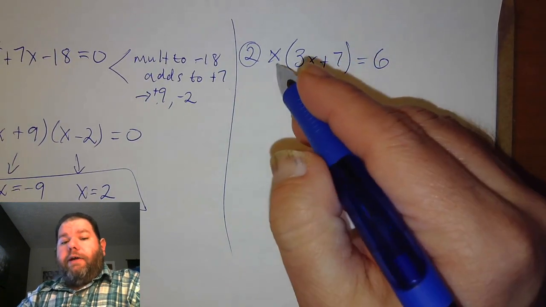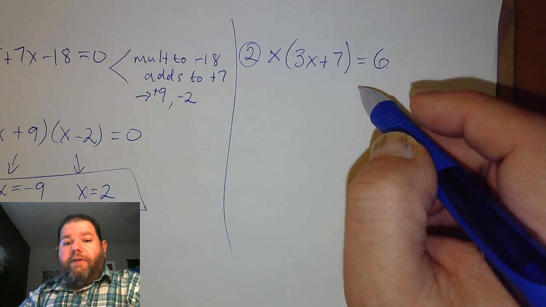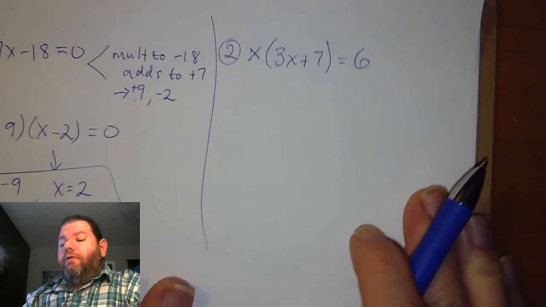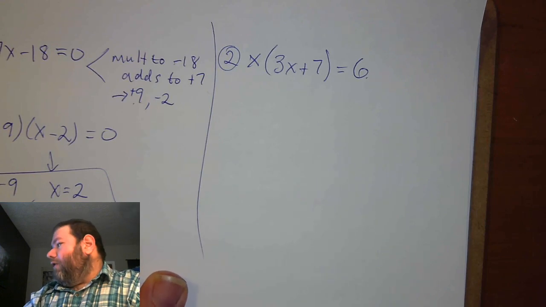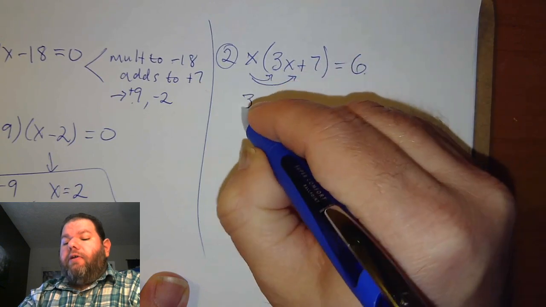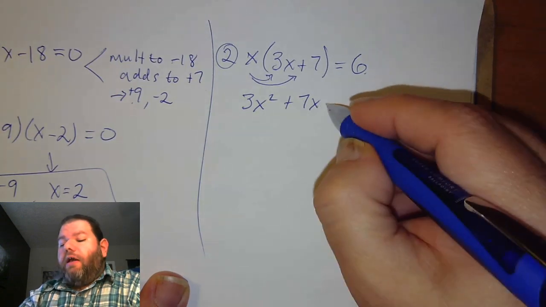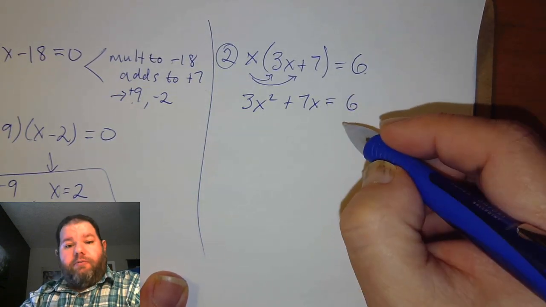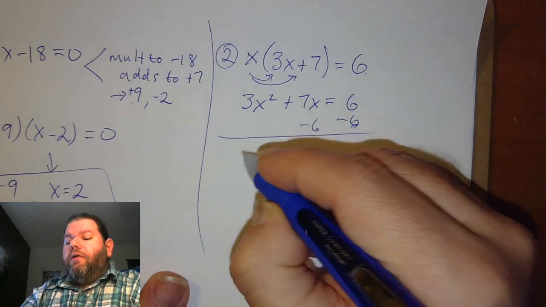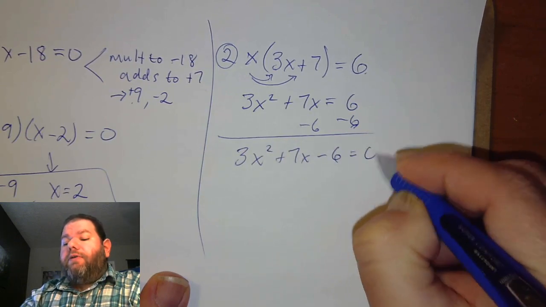So problem 2, we have x times 3x plus 7 is equal to 6. Now, we can already see something's very different about this problem than the previous one that we just worked. A couple of things are different. First thing, we'll want to make sure we go ahead and distribute our x. So it's 3x squared plus 7x. And then we have a 6 on the right hand side, right, and we can subtract that from both sides. So 3x squared plus 7x minus 6 is equal to 0.